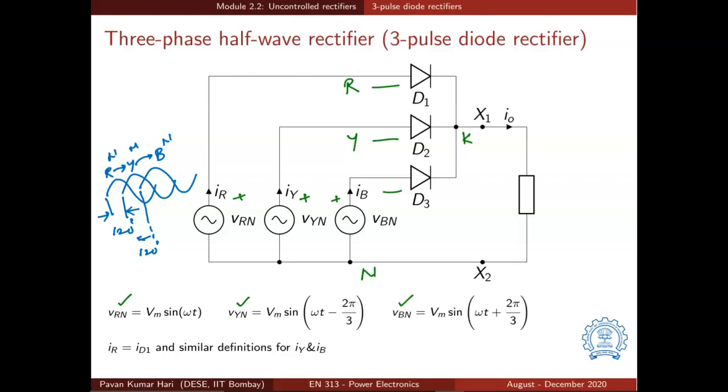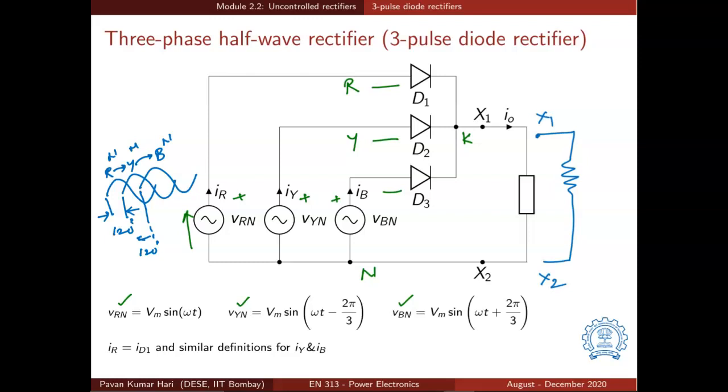So what is the current flowing through this AC source? It is coming out of AC source, which is IR, which is same as the diode current ID1. Similarly, IY is same as ID2, IB is same as ID3. Again, between these points x1 and x2, we can have different types of loads connected. We can have a R load, which is a simple resistor connected between x1 and x2. Or we can have an L filter, which is followed by a resistive load. Or we can have a C filter, again with a resistive load. Or we can also look at the typical case of a DC motor, which is RLE load.